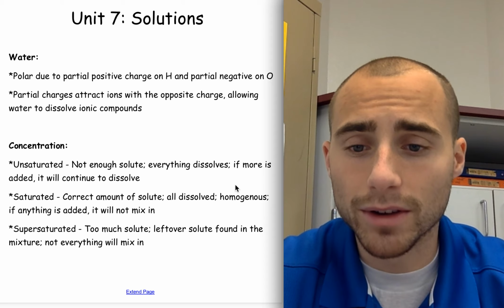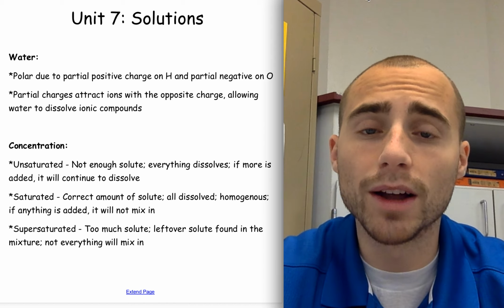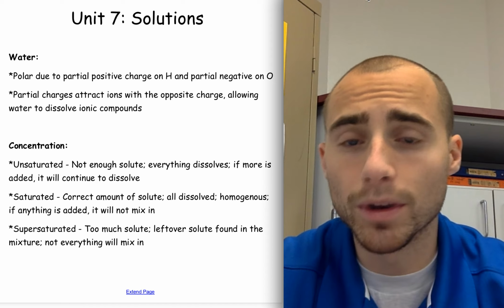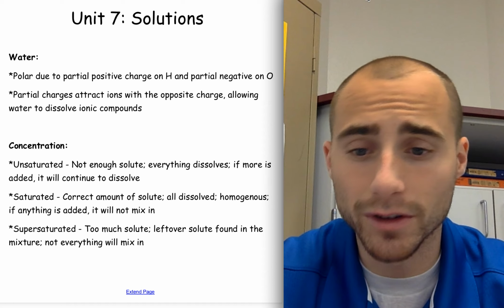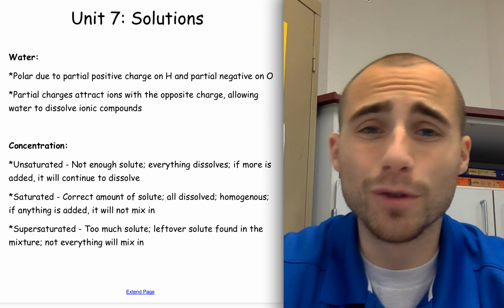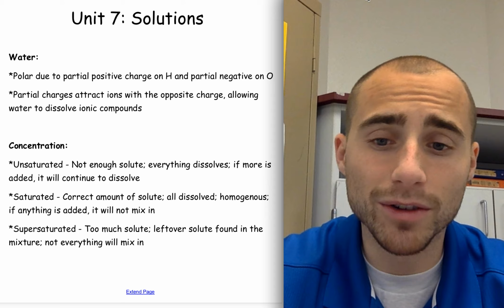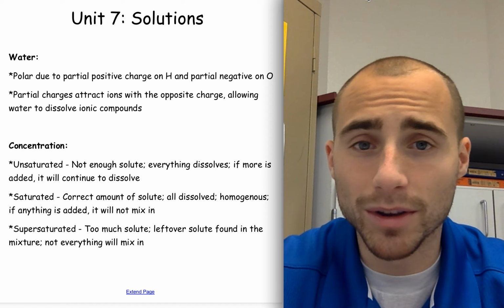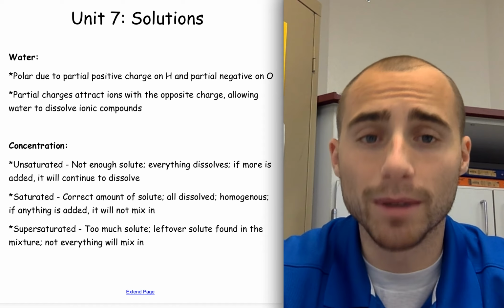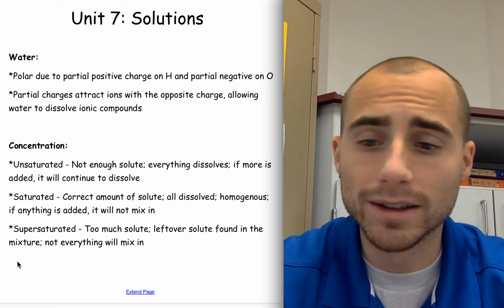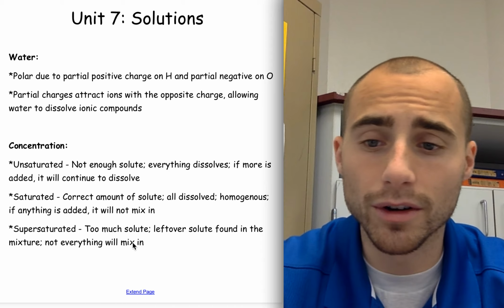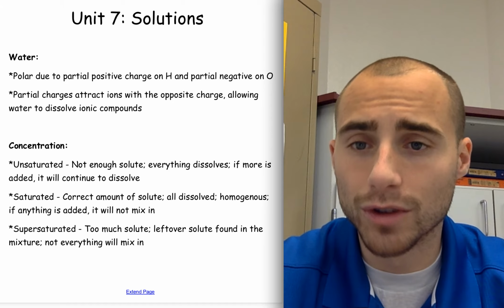A supersaturated solution is when there's too much solute. They have put too much sugar in the water or too much salt in the water. So there's going to be leftover solute floating around in the mixture or sitting at the bottom of the mixture, and no matter how much you stir it, it will not mix in. So that is a supersaturated solution. Those are our key terms with solutions.